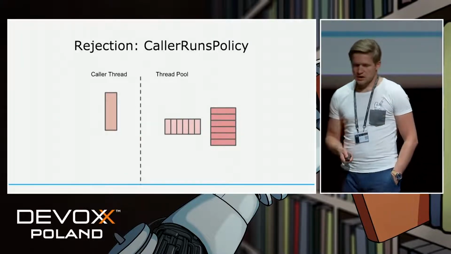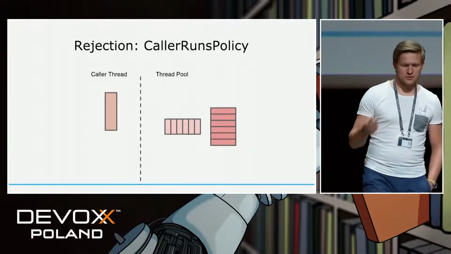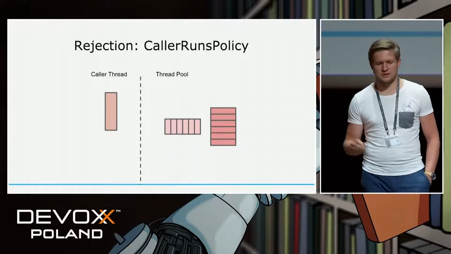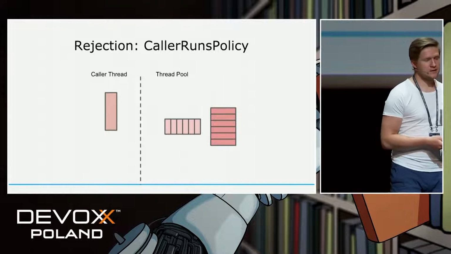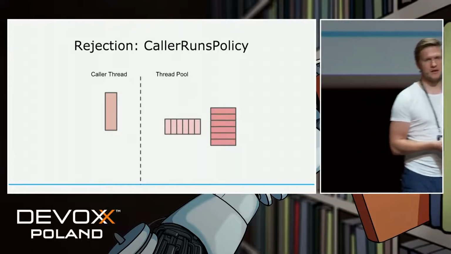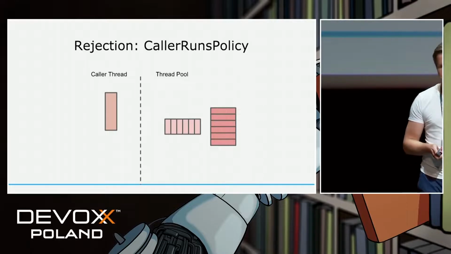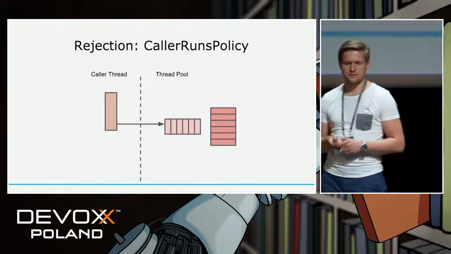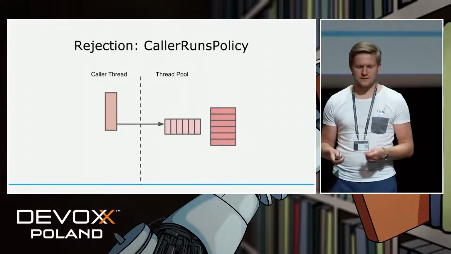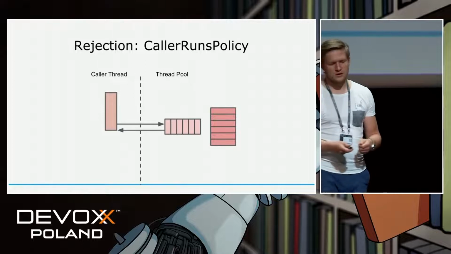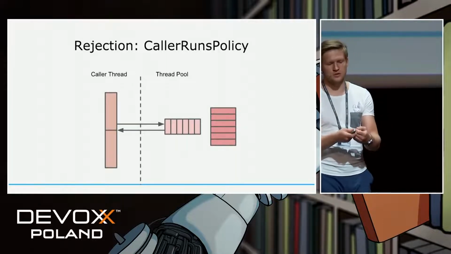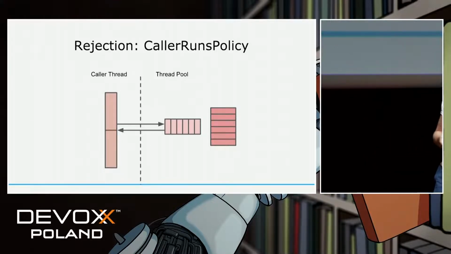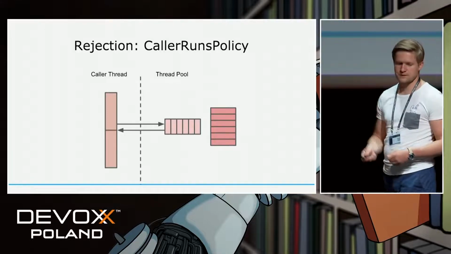So if we use a bounded task queue, we can also take advantage of different rejection policies. There are a few of them which are pre-implemented and available in the JDK. One of them is the caller runs policy. Whenever the queue is full, instead of switching the context and putting the execution into the thread pool, the thread which wanted to call the thread pool is going to run it itself. So it's going to block more.